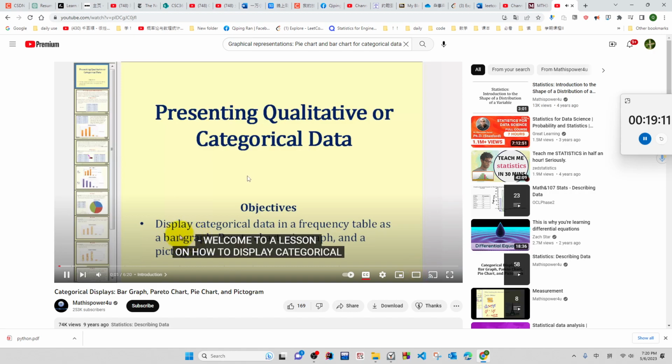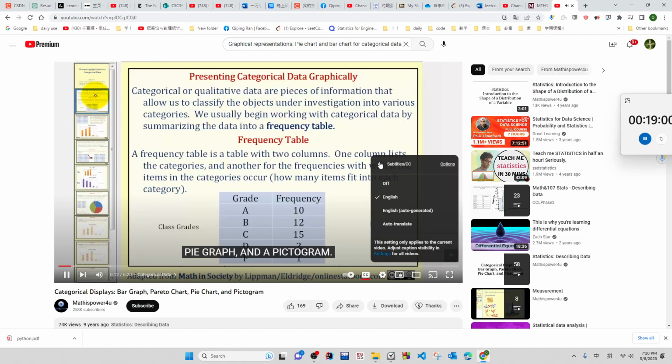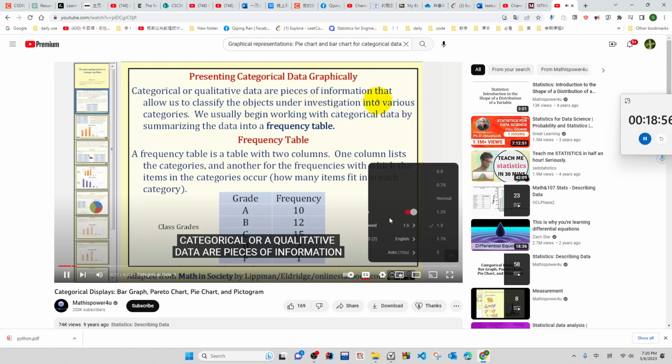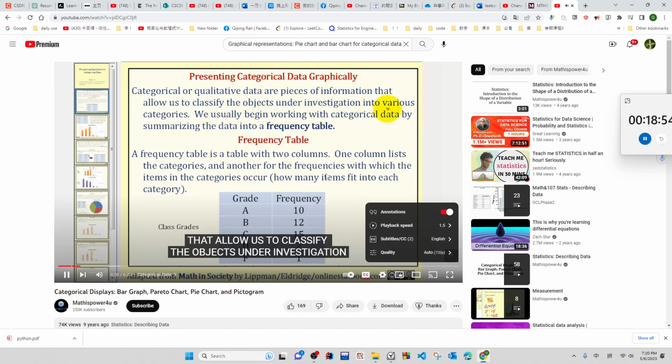Welcome to a lesson on how to display categorical or qualitative data given in a frequency table as a bar graph, Pareto chart, pie graph, and a pictogram. Categorical or qualitative data are pieces of information that allow us to classify the objects under investigation into various categories. We usually begin working with categorical data by summarizing the data in a frequency table.